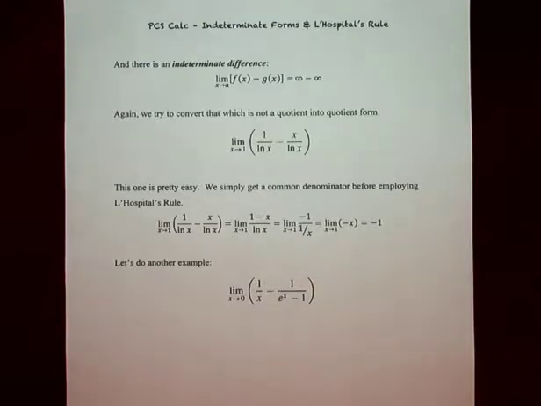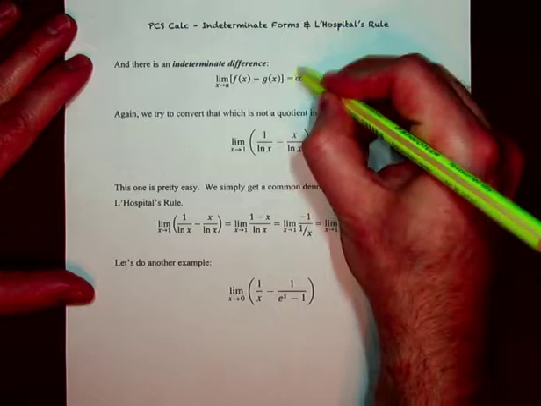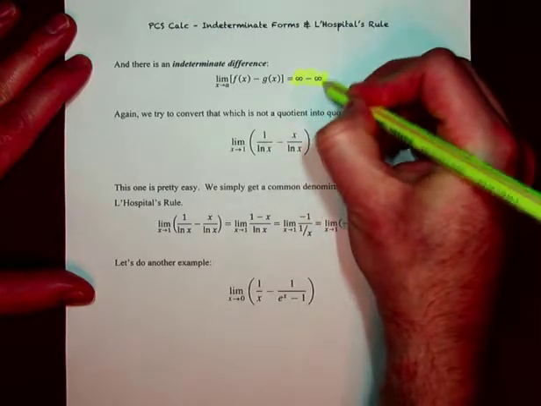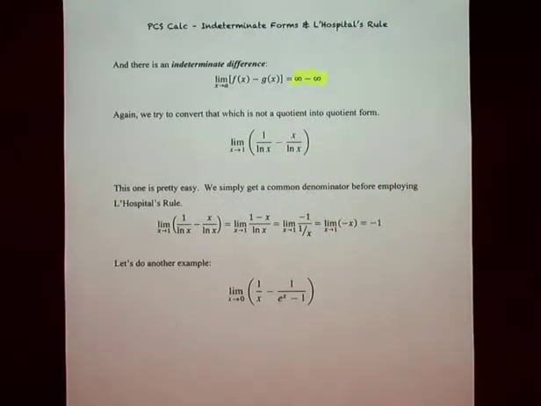We're going to discuss two more varieties of indeterminate forms of a limit. The first one we're going to deal with is indeterminate difference. Anytime you have something which gives you infinity minus infinity, that is another indeterminate form.